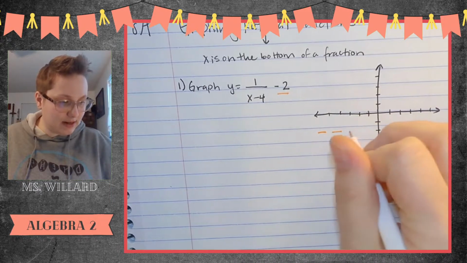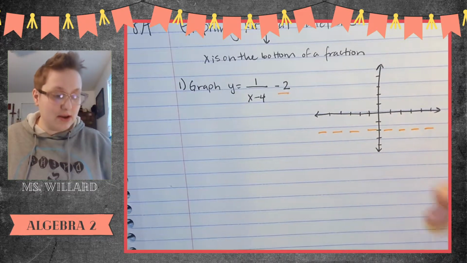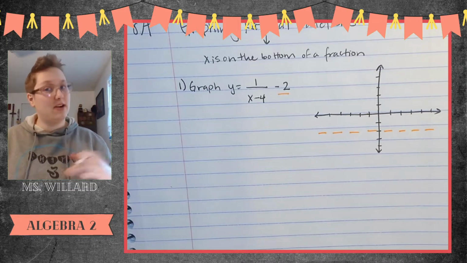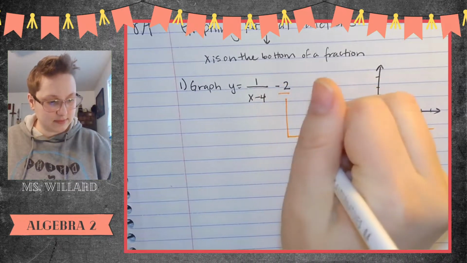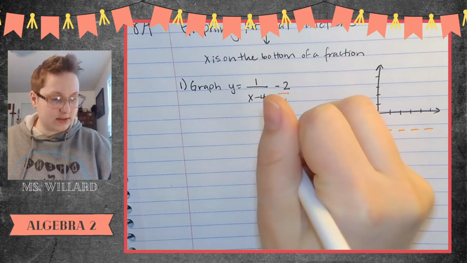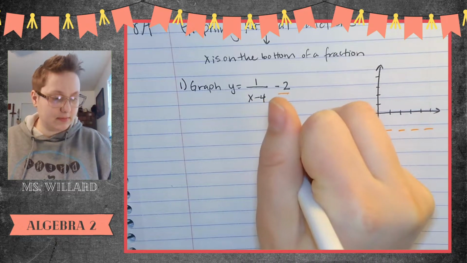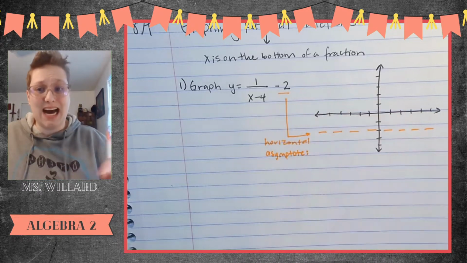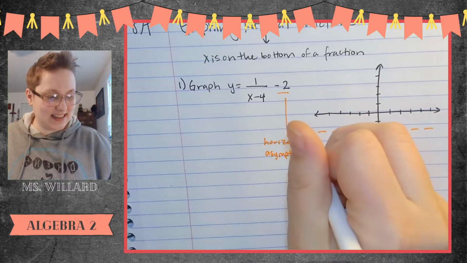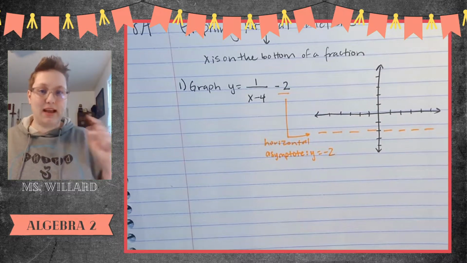So we're going to have an asymptote here at -2, which means that that's the line that the graph cannot cross. That's called the horizontal asymptote, or we're going to shorten that to HA in a second, and that is the line y equals -2. The graph can't cross there.